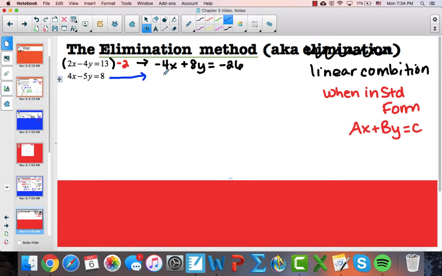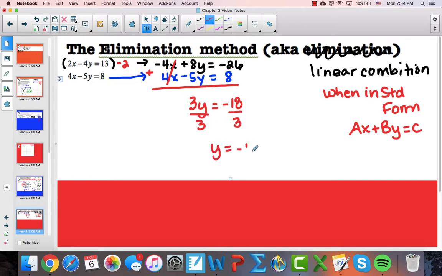Now I'm going to bring this one over and rewrite it right under it. So 4x minus 5y equals 8. Now that I have one variable that has opposites, the negative 4x and the positive 4x, I can add the equations together, eliminating that variable because opposites go to 0. Negative 4x plus 4x cancels them out. Then I do 8 plus negative 5y gives me 3y. And then negative 26 plus 8 is going to give me negative 18. I divide by 3, and I get y equals -6.